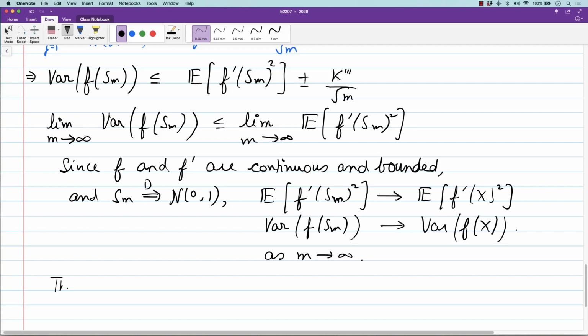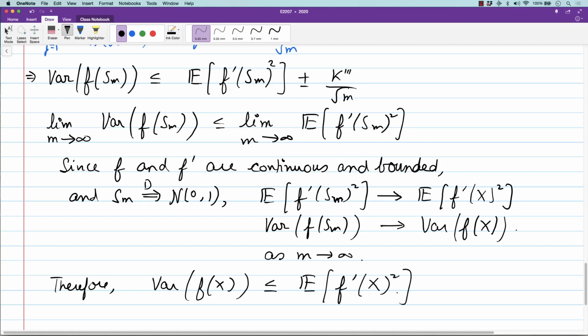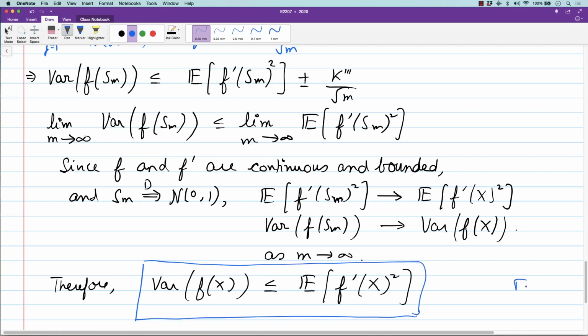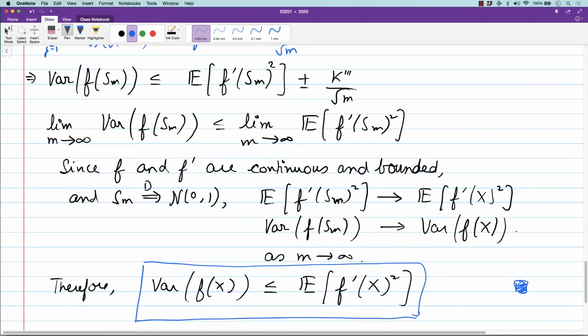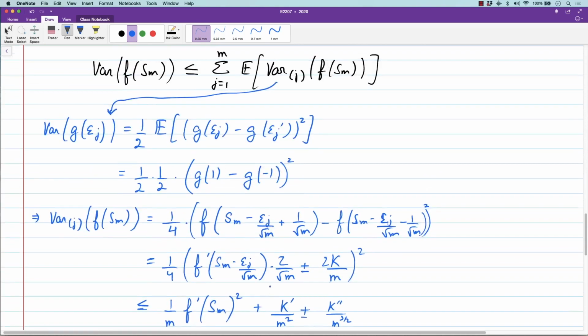Okay, and therefore we have shown that the variance of f of x for the one dimension case is less than or equal to the expected value of f prime x squared, which is the Gaussian Poincare inequality for n equal to 1, and already we have shown in the first step that it suffices to prove this for n equal to 1. So we are done. This is a very interesting proof where we use Efron-Stein twice.